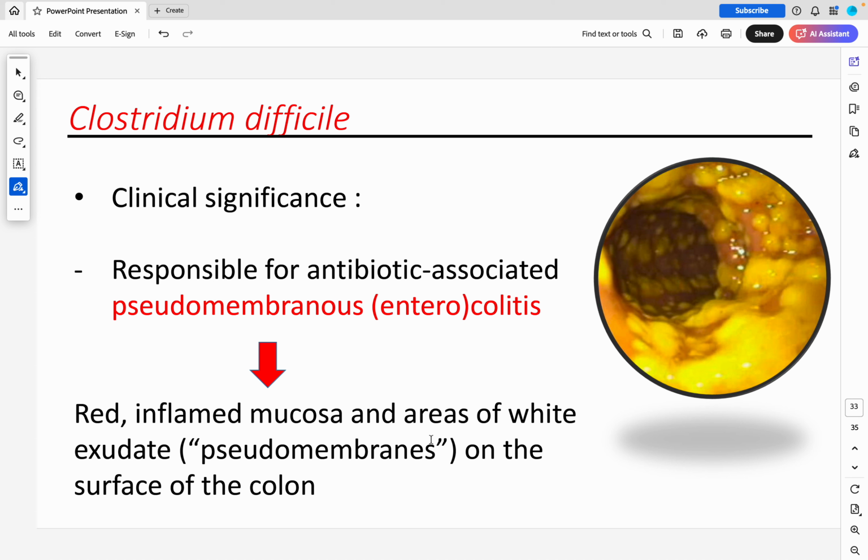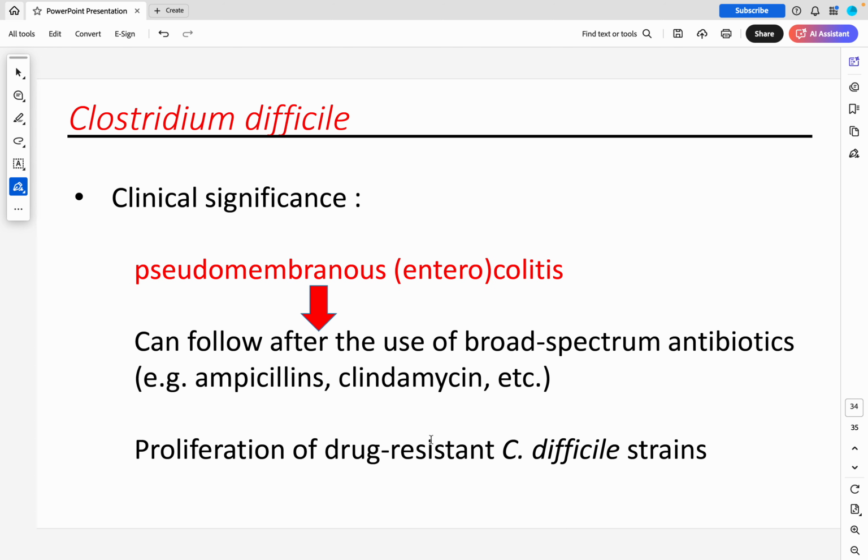Okay, so here is a visual to help us have a more concrete visualization of the clinical manifestations of C. difficile infection. C. difficile is responsible for antibiotic-associated pseudomembranous enterocolitis. So you can see here inflamed mucosa with areas of white exudates, which are the pseudomembranes on the surface of the colon tissue.